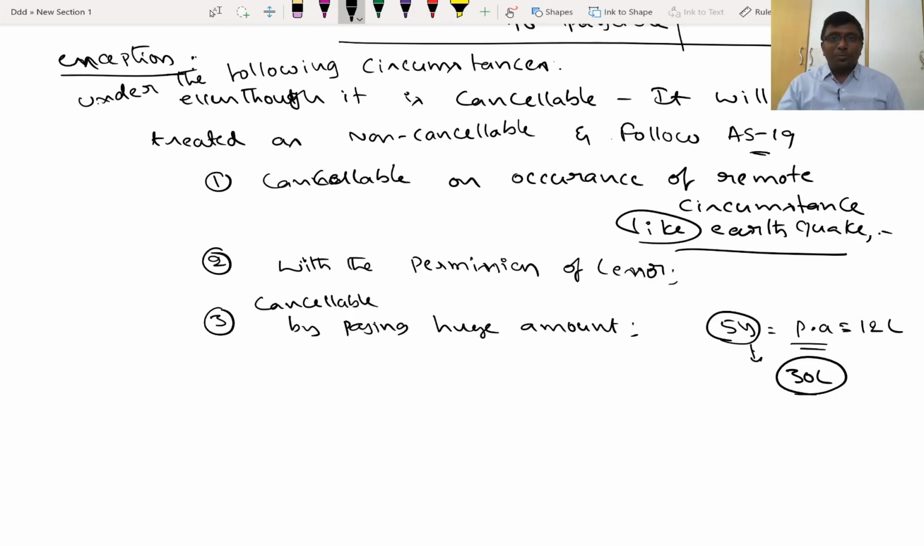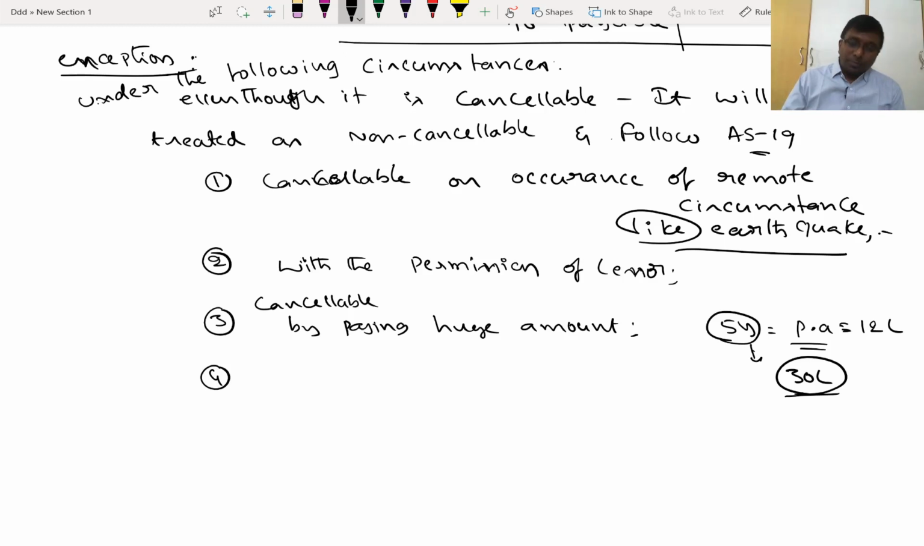Why will he leave? 30 lakh rupees is not a small amount. Some 20,000 or 30,000 you pay as painting cost, and somebody will leave. One month's rent you pay, and also people will leave. But 30 lakh rupees, will somebody pay and leave? Is it possible? Nobody will do. But the agreement says it is cancelable, but still it is treated as non-cancelable.